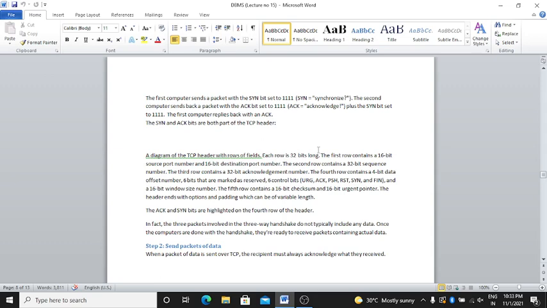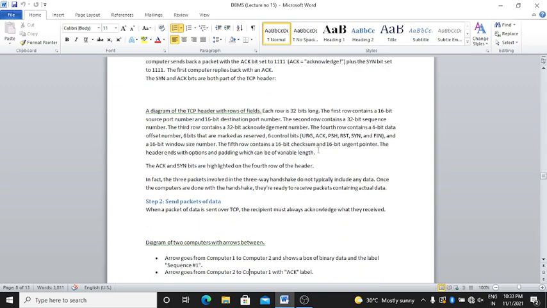6 bits that are marked as reserved, 6 control bits: URG, ACK, PSH, RST, SYN and FIN, and a 16-bit window size number. The fifth row contains a 16-bit checksum and a 16-bit urgent pointer. The header ends with the options and padding, which can be of variable length. The acknowledgement and SYN bits are highlighted on the fourth row of the header.